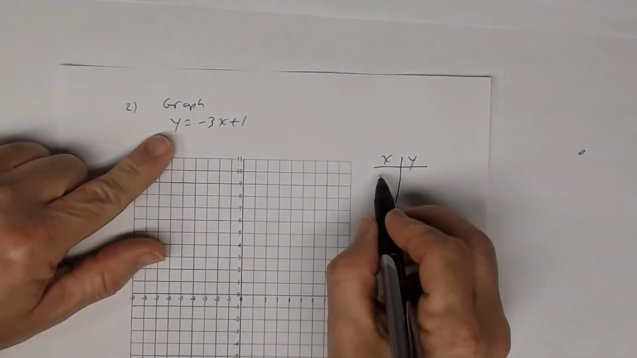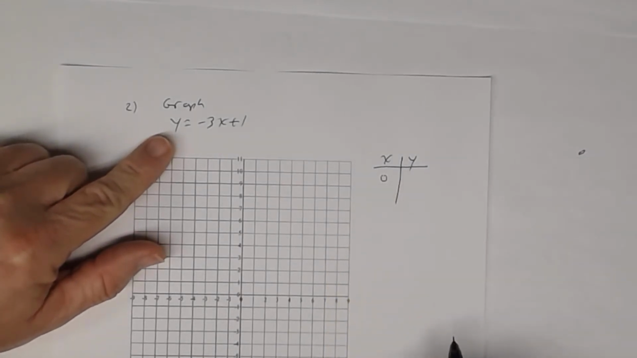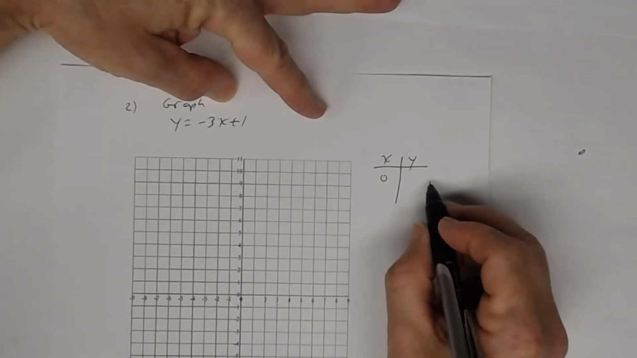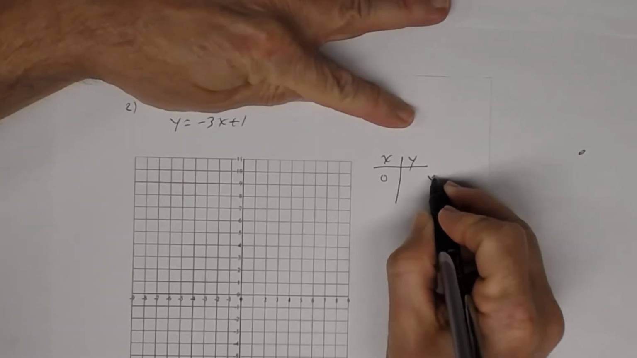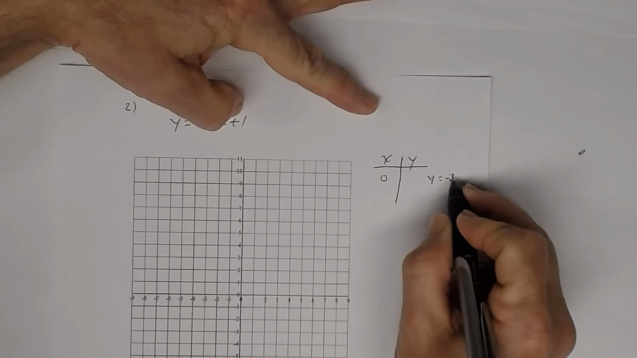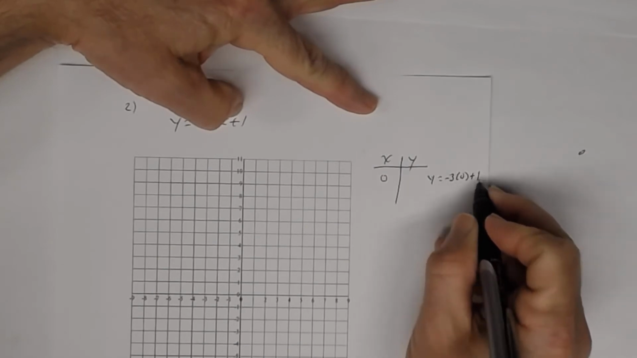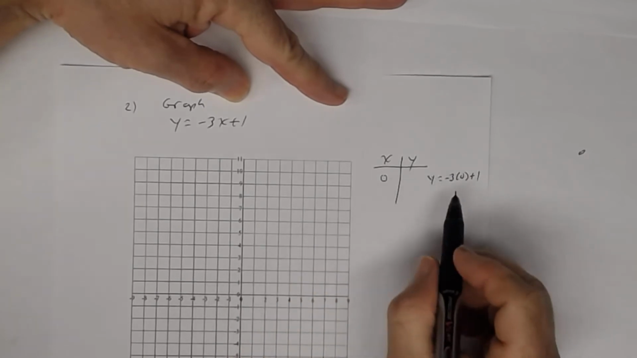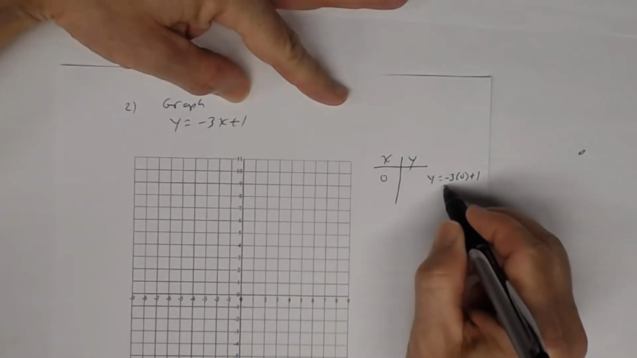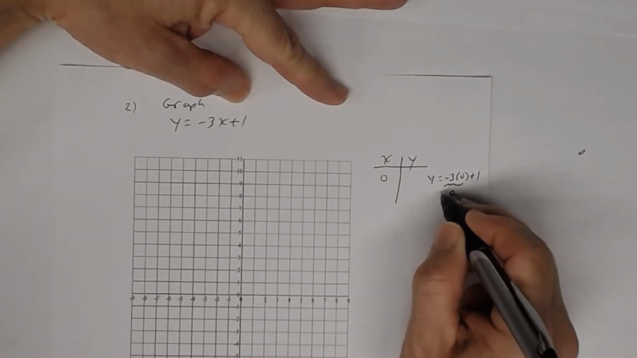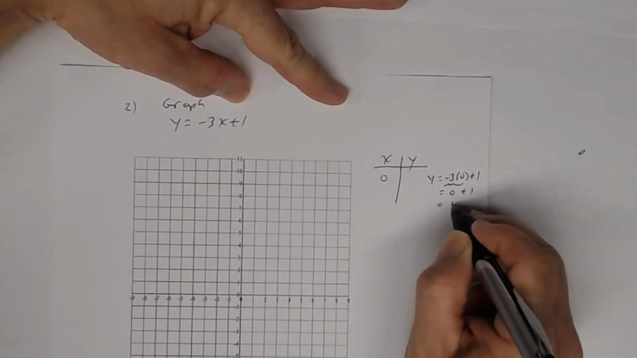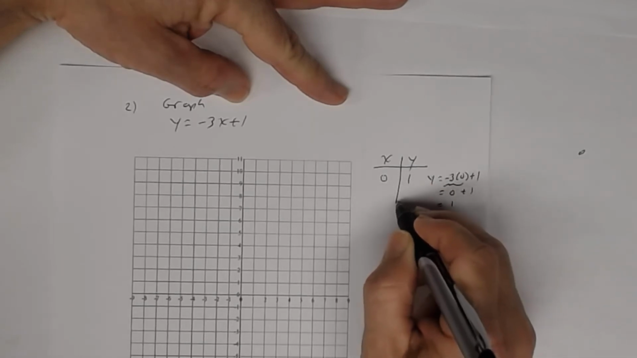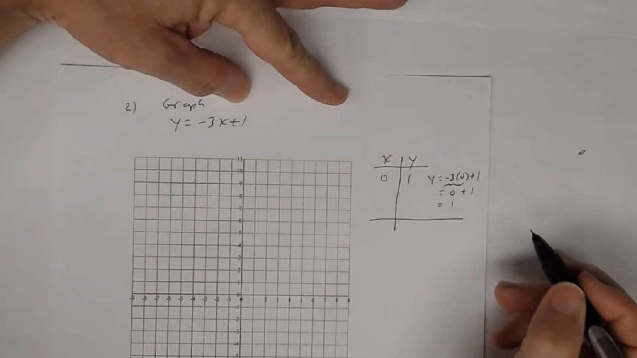So if x is 0, I'm going to find out what my y value is. So I get y equals negative 3 times 0 plus 1. Wherever I saw the variable x, I substituted 0. Order of operations, I multiply before I add. Negative 3 times 0 is 0, and 0 plus 1 is 1. So when x is 0, my y value is 1.